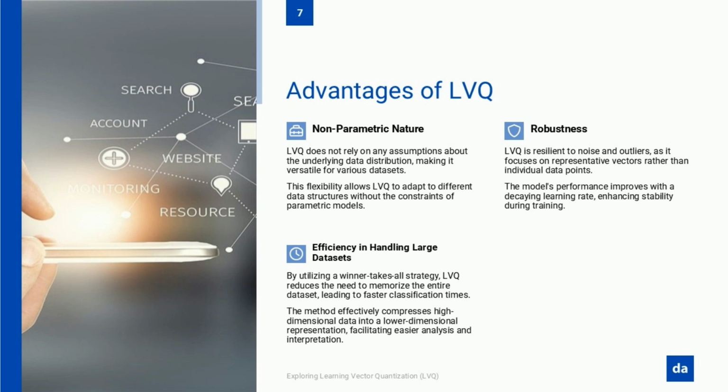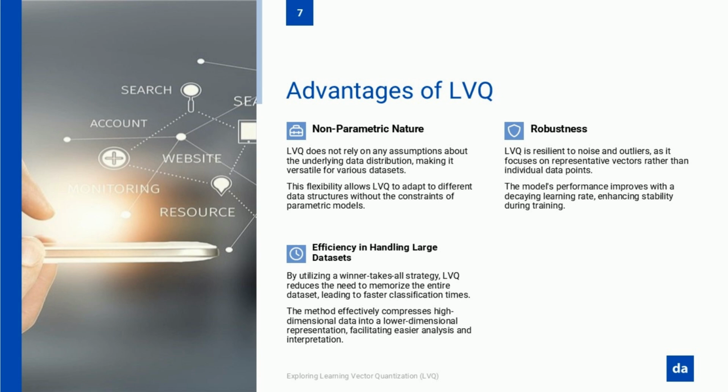That's why it's used in fields like medical diagnostics, where a few unusual cases shouldn't throw off the entire classification model. Another game changer, LVQ is non-parametric. That means it doesn't assume anything about the data distribution. Unlike some models that need perfectly normal, bell-shaped data distributions, LVQ is like a street-smart detective. It learns patterns on the fly without needing any predefined rules. Whether your data is clean and structured or messy and unpredictable, LVQ adapts.